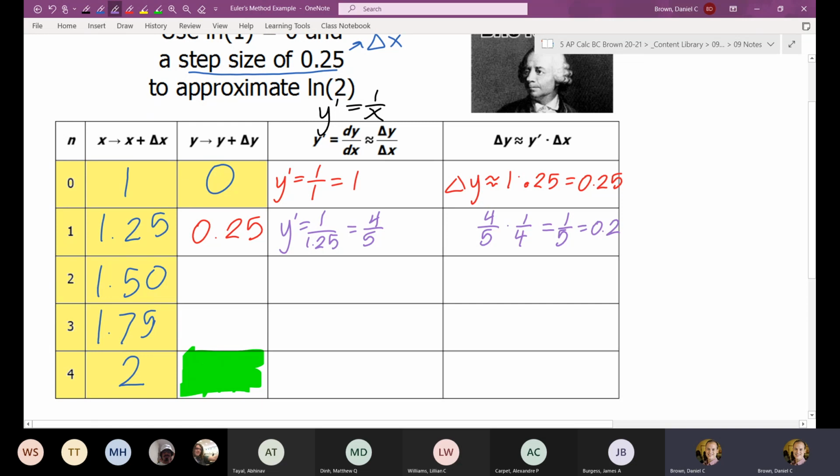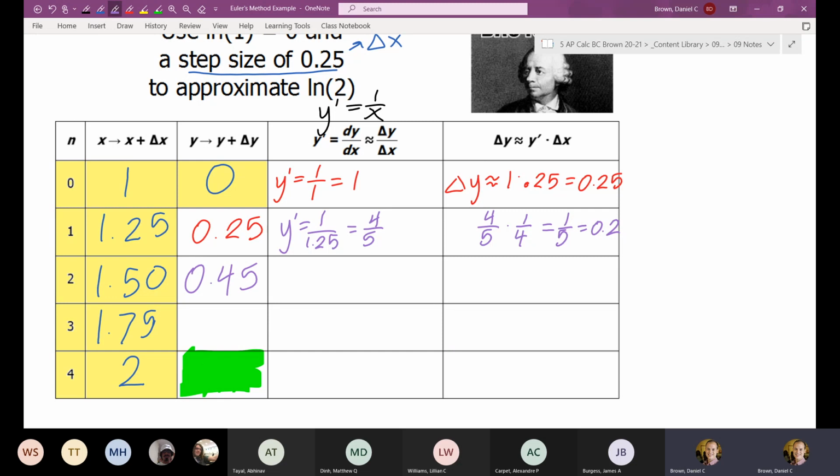Yeah. And I just repeat that process. That's my new delta y. Adding it to that y value I left off at, I'm now at 0.45. And then we're going to repeat that again, repeat it again, and then we have your answer.